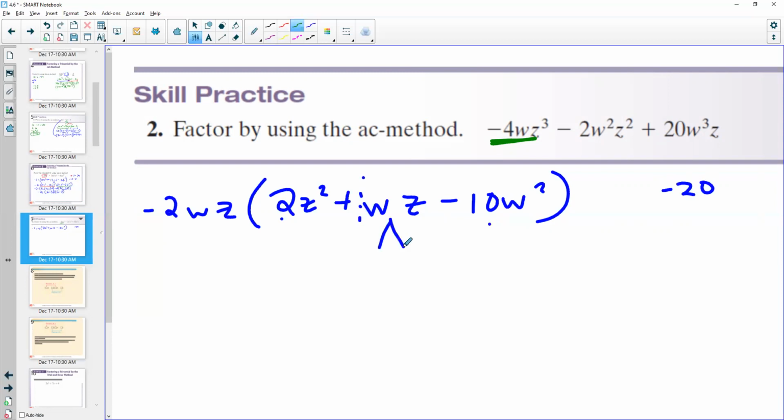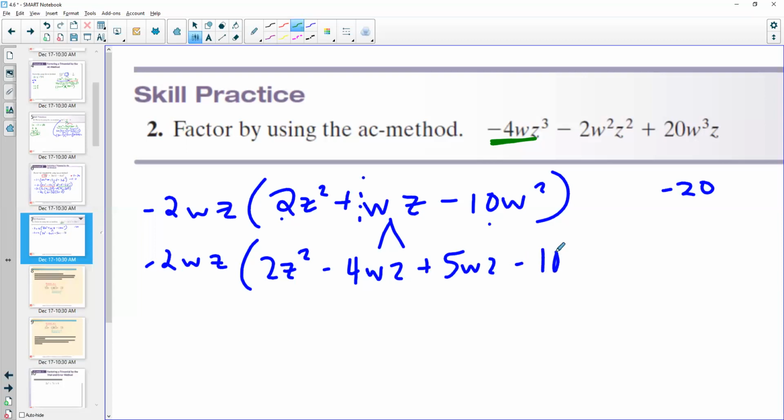So I'm going to rewrite this using negative 4 and 5. 2Z squared minus 4WZ plus 5WZ minus 10W squared. I purposefully put the 4 first here because 4 and 2 match better and 5 and 10 match better. Could they be reversed? Absolutely. It's still going to work. Just be aware of what matches.